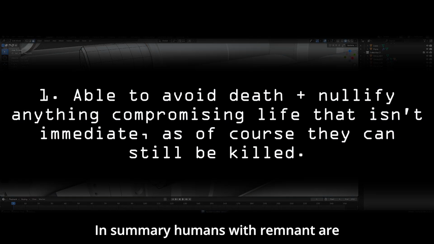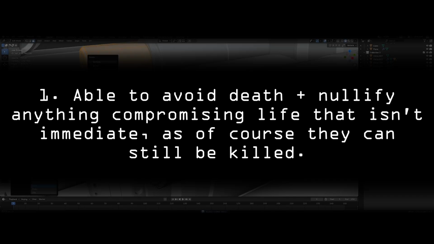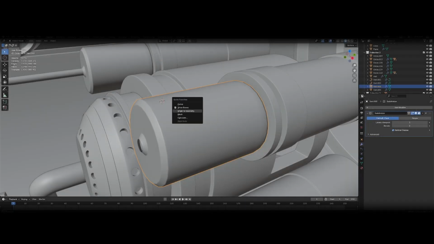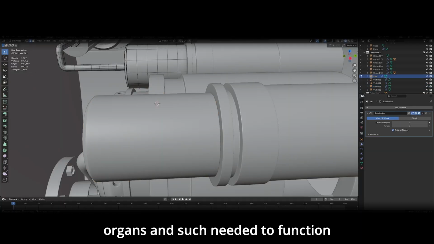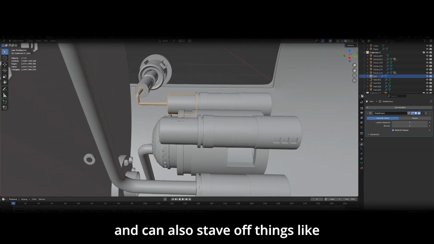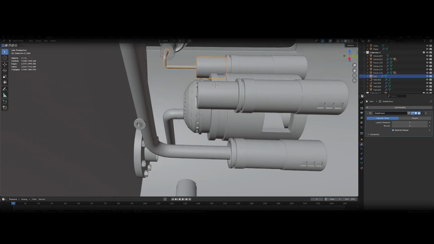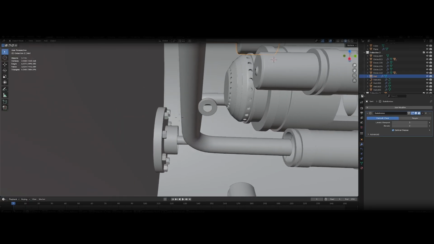In summary, humans with Remnant are able to avoid death. It's not a type of regeneration quick enough to matter in a fight, but it can slowly regenerate organs and such needed to function, and can also stave off things like diseases or anything else considered fatal. It's important to note it's weak to fire.